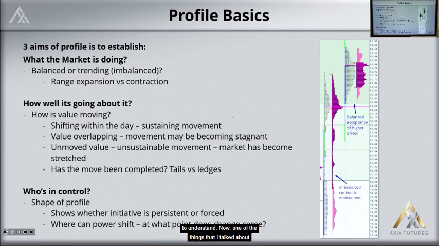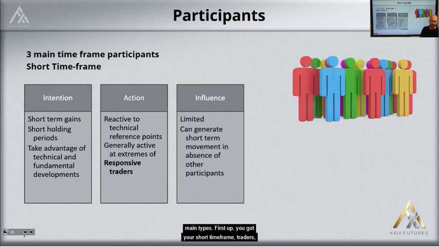Now, one of the things that I talked about, and particularly question 3, who's in control? What I've tried to do is break down your different participants into 3 main categories. Rather than trying to pinpoint the nuances between different time frame traders and the nuances between precisely different people's intent, really what you want to be thinking about is traders as a whole and what the difference is between them. So there's 3 main types. First up, you've got your short time frame traders, people like us. Now, what I've tried to do is break these down into what their intention is, what their action is, and how much influence they have.